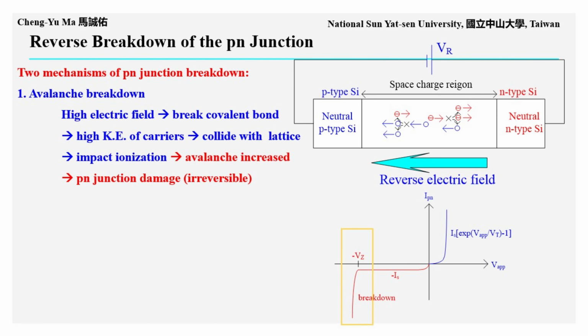The newly generated electron-hole pairs, together with the original electron-hole pairs, continue to be accelerated by the strong reverse electric field inside the space charge region. They keep gaining high kinetic energy and continue to cause impact ionization. This snowball-like increase in electron-hole pairs is called the avalanche effect. Eventually, these generated electrons and holes move into the neutral regions of the p-n junction and form current. Therefore, this high current phenomenon under reverse bias is called avalanche breakdown. When avalanche breakdown occurs in a p-n junction, the atomic lattice has already been damaged by collisions, and this damage is irreversible.